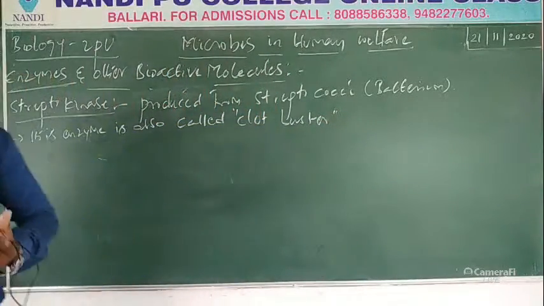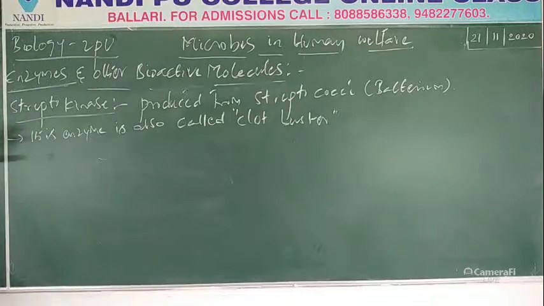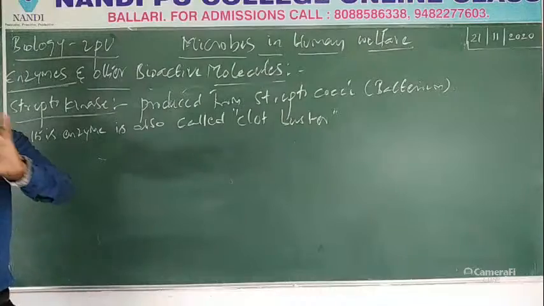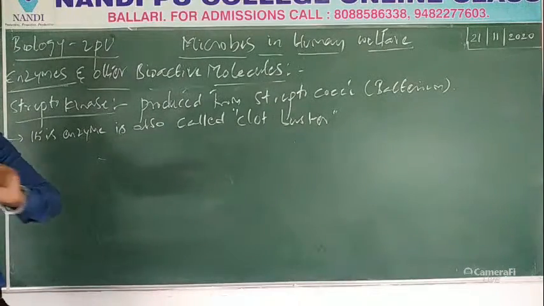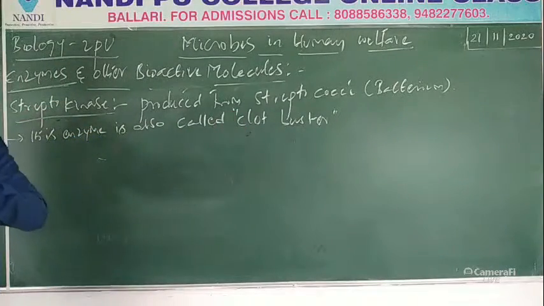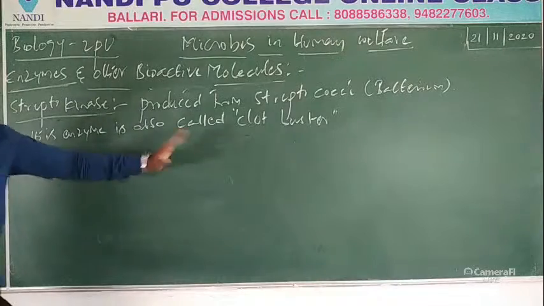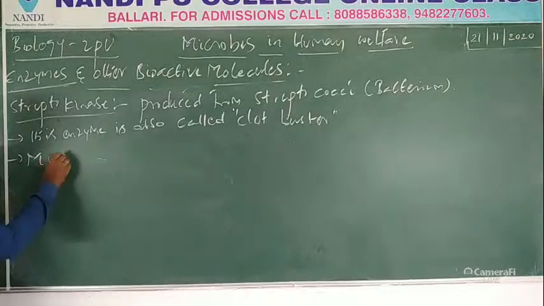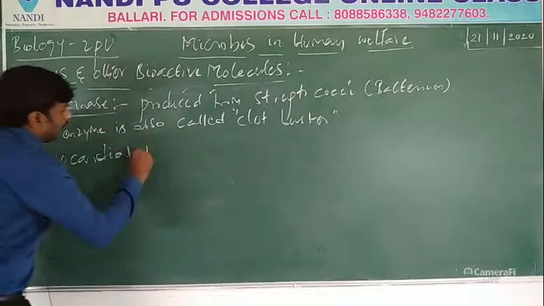What is this clot buster, children? Very simple. This streptokinase enzyme removes the clots which are present in the blood, generally near the heart vessels. If any clots are present near the heart vessel, this streptokinase enzyme will remove them. So that's why it is called a clot buster. Generally this clot buster is used to remove clots from the blood vessels of patients who have undergone myocardial infarction. So what is the name of the disease, children? Myocardial infarction.